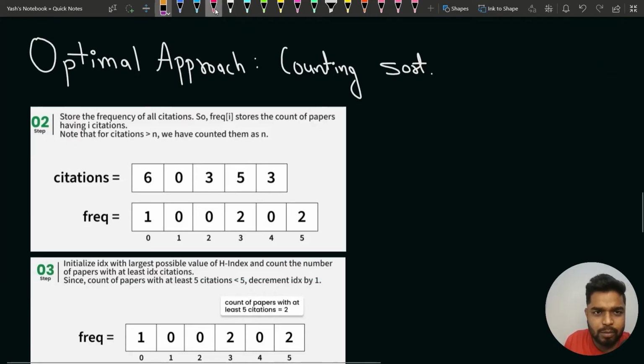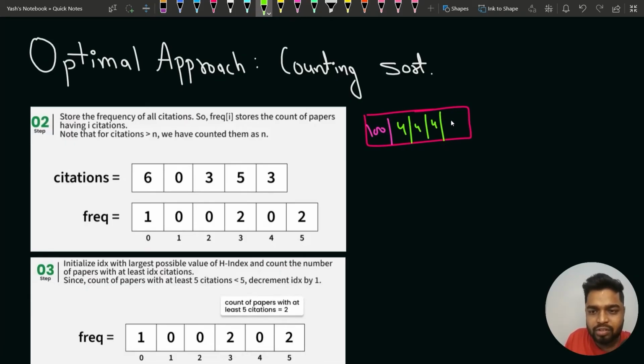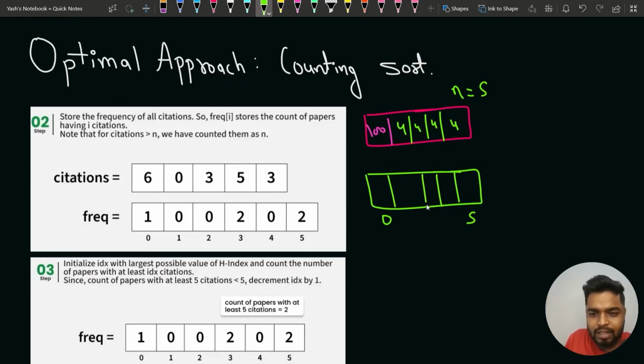Now after that, we'll basically iterate. Now you will ask me, suppose I had this array and I had 100 here, and the rest of the elements were, let's suppose, 444. Since the size of this citation array is 5, we'll have the indexing from 0 till 5 here. Now you'll ask me, if I have citation 100, where will I store the frequency for this particular paper which has citation 100?